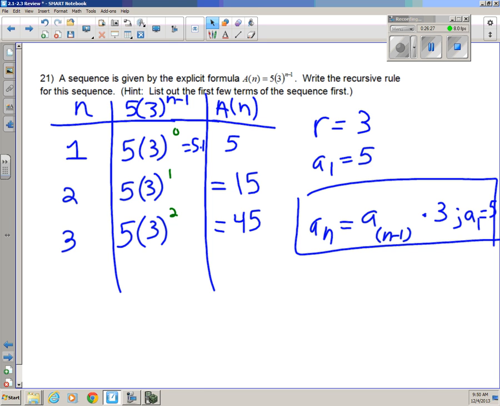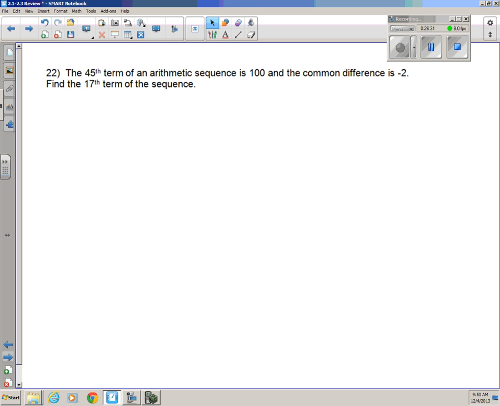Alrighty. Last question. The 45th term of an arithmetic sequence is 100, and the common difference is -2. Find the 17th term. So essentially, you need to find the first term to then be able to go out to 17. So this is a little bit different from the ones that we've done, but I don't think it's anything that you can't do already.